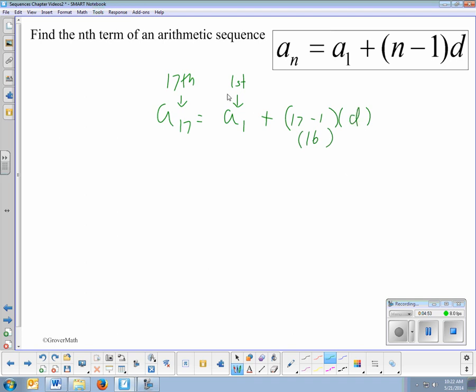So if you want your 17th term, minus 1 to get 16 times your common difference, plus your first term. So let's look at a couple examples on how to use this formula.